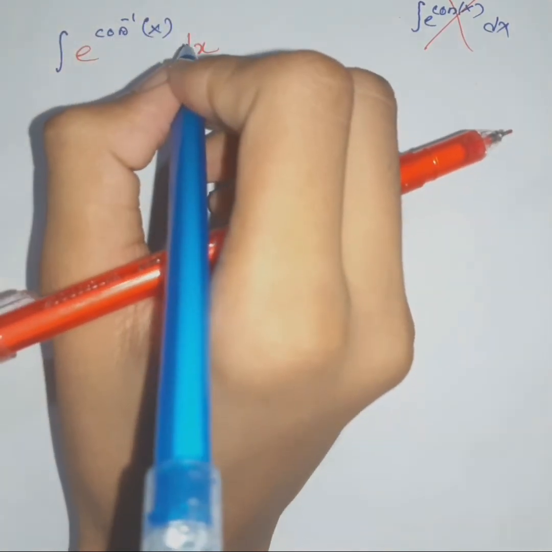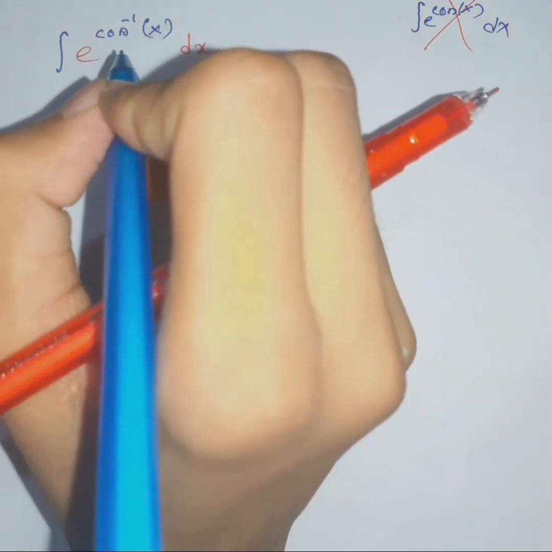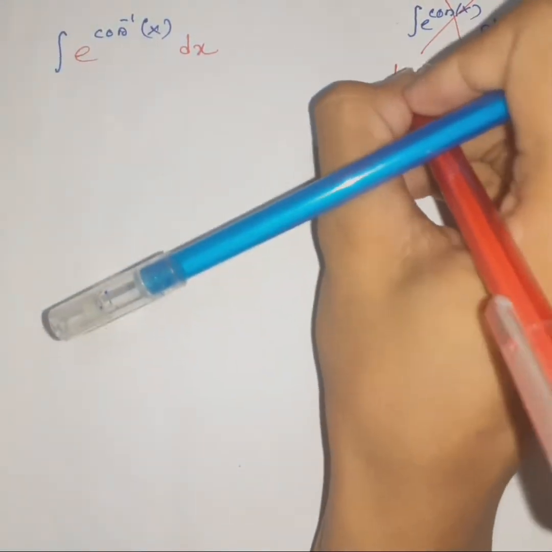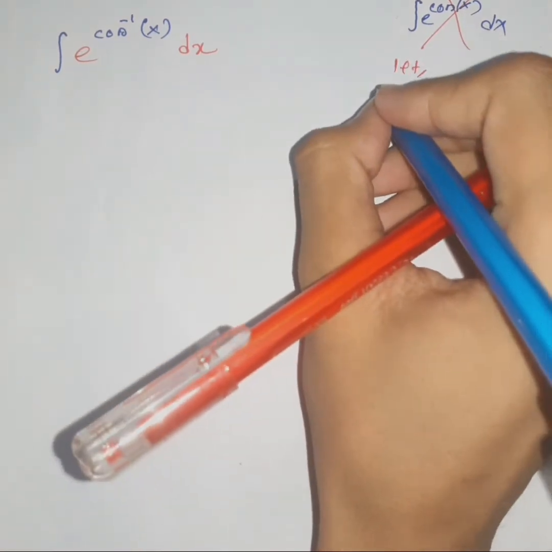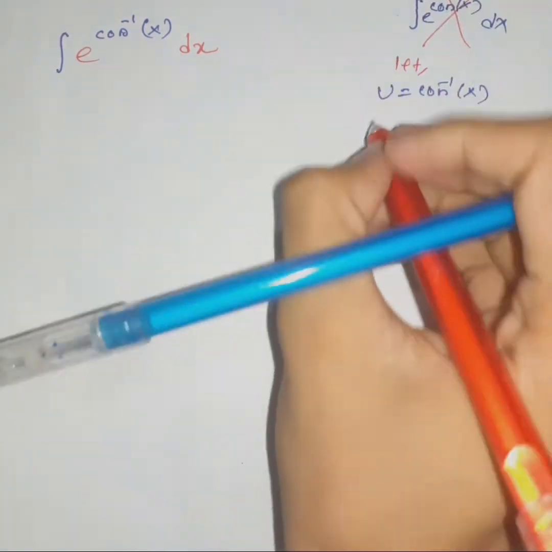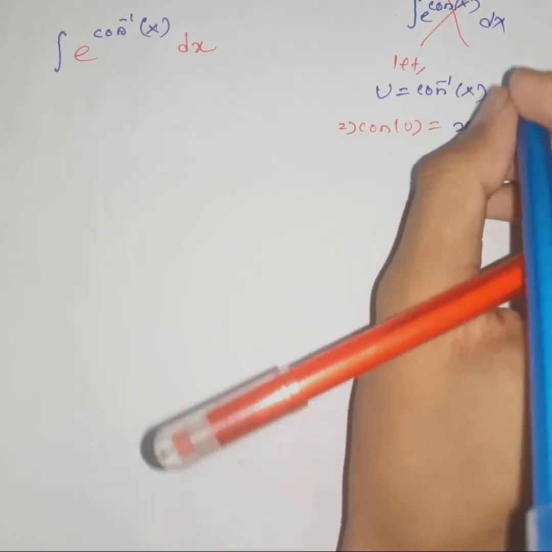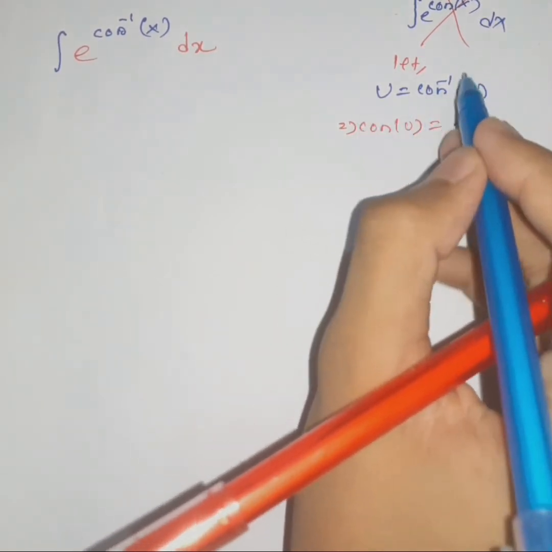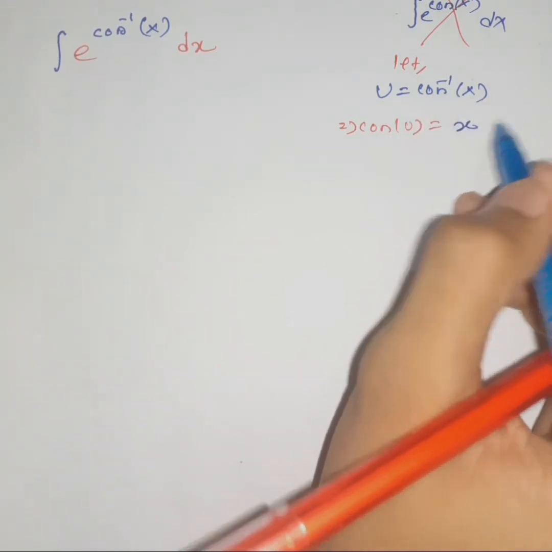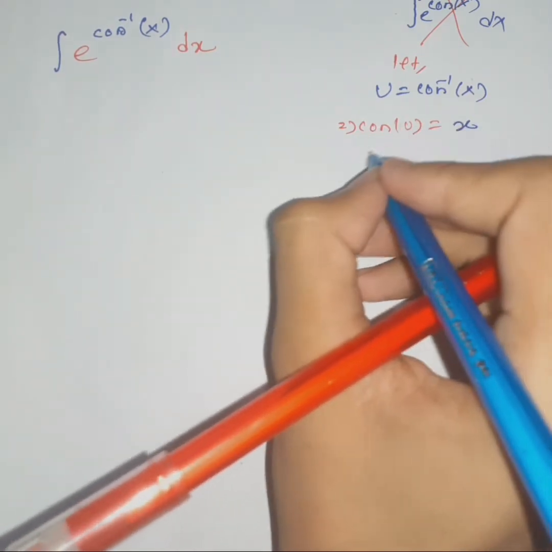Inverse trigonometric functions look quite difficult, right? But the regular trigonometric functions are easy to integrate. So here we want to make a u-substitution. Let u equal cosine inverse of x. So cosine of u equals just x, right? Because if you take cosine on both sides, cosine inverse and cosine cancel out each other, and only x is left. So now differentiate both sides with respect to x.